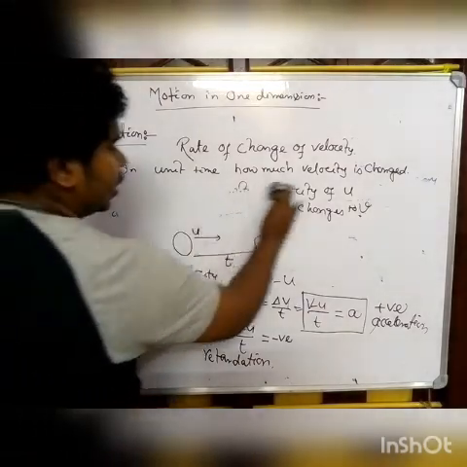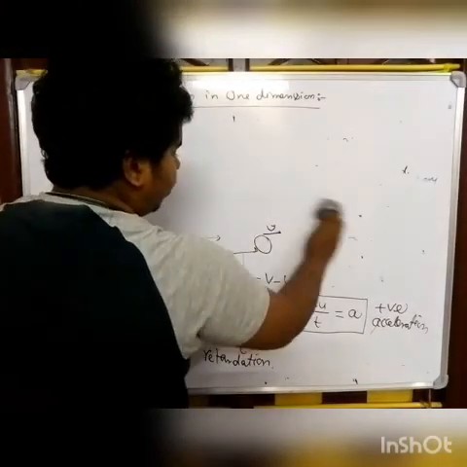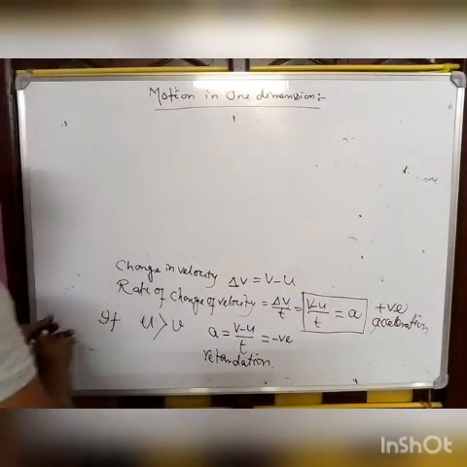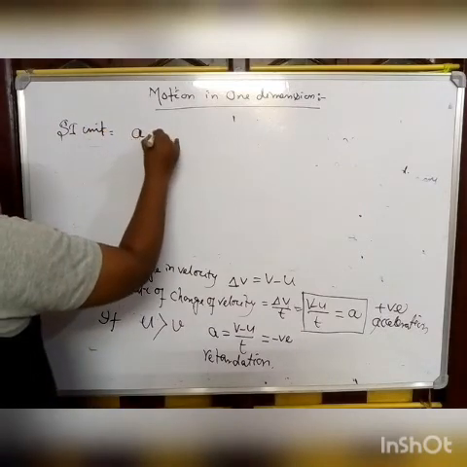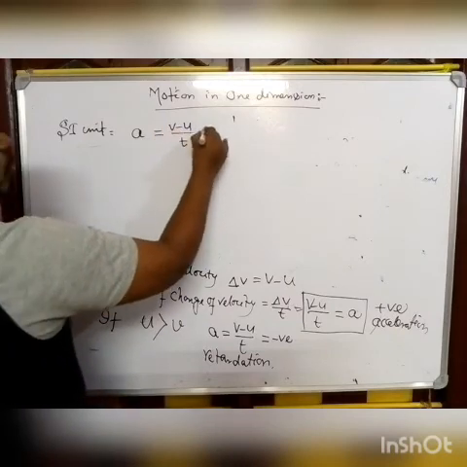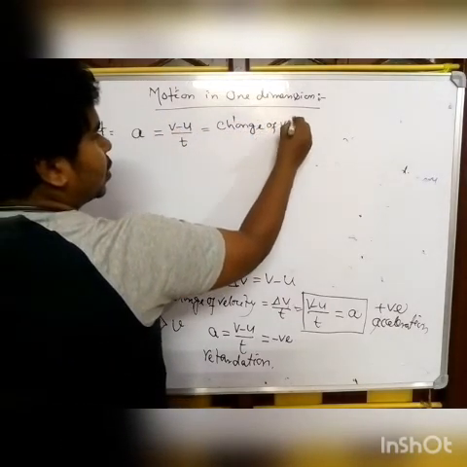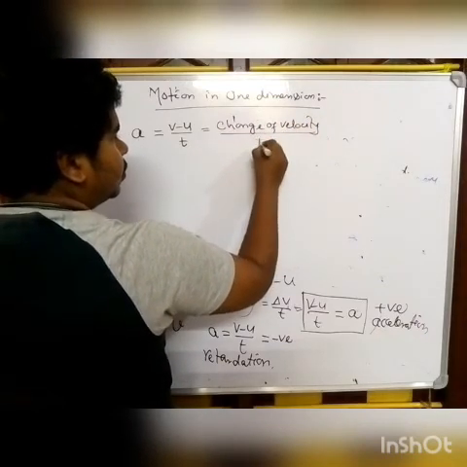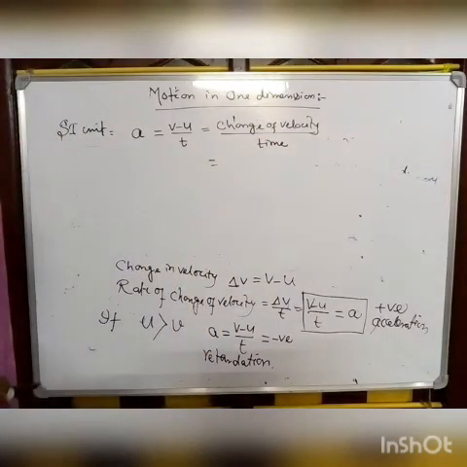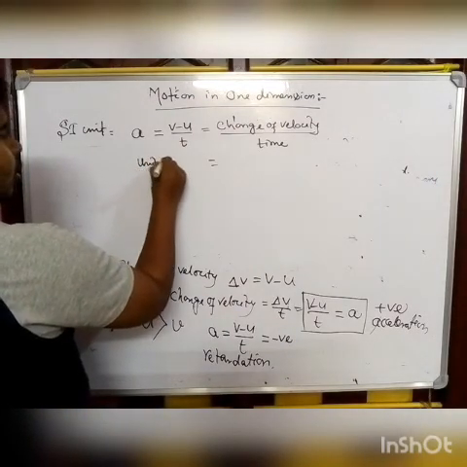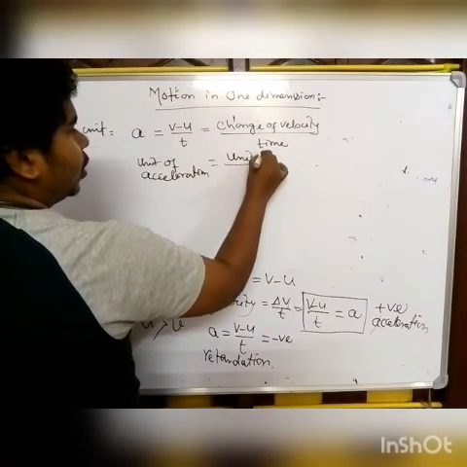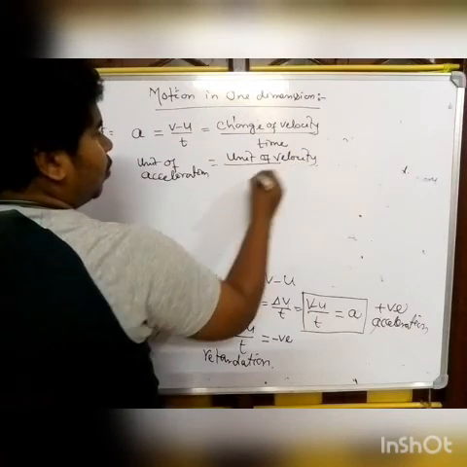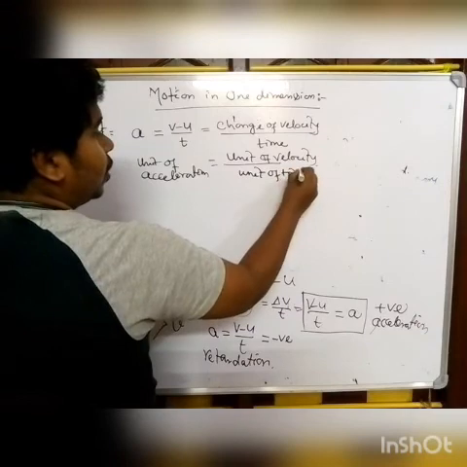Now we'll go for the SI unit of acceleration. If I'm talking about the SI unit, we'll just go by the equation we have just derived here. We have just learned that a equals v minus u by t. So v minus u means change of velocity, and t is time. What should be the unit of change in velocity? That should be the unit of velocity. So if I want to find out the unit of acceleration, it should be unit of velocity by unit of time. What is the unit of velocity?